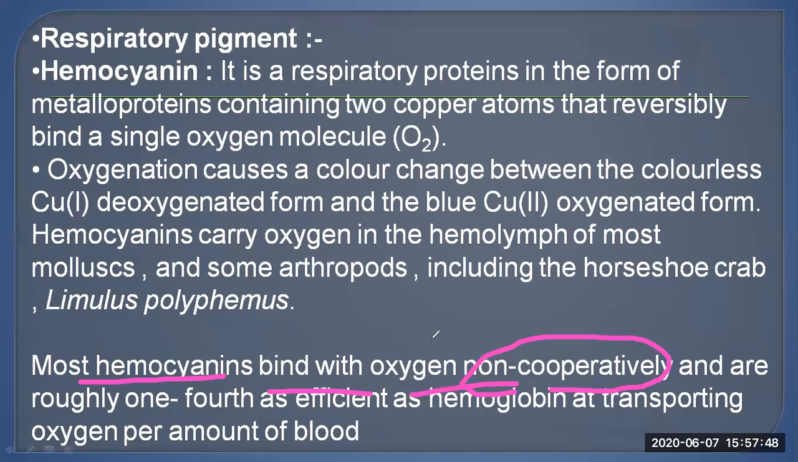But this does not happen in the case of hemocyanins. In hemocyanins, oxygen binding is non-cooperative, and it is roughly one-fourth as efficient as hemoglobin at transporting oxygen per amount of blood. So here non-cooperative binding takes place with hemocyanin and oxygen molecules. Now we have seen about the hemocyanin.